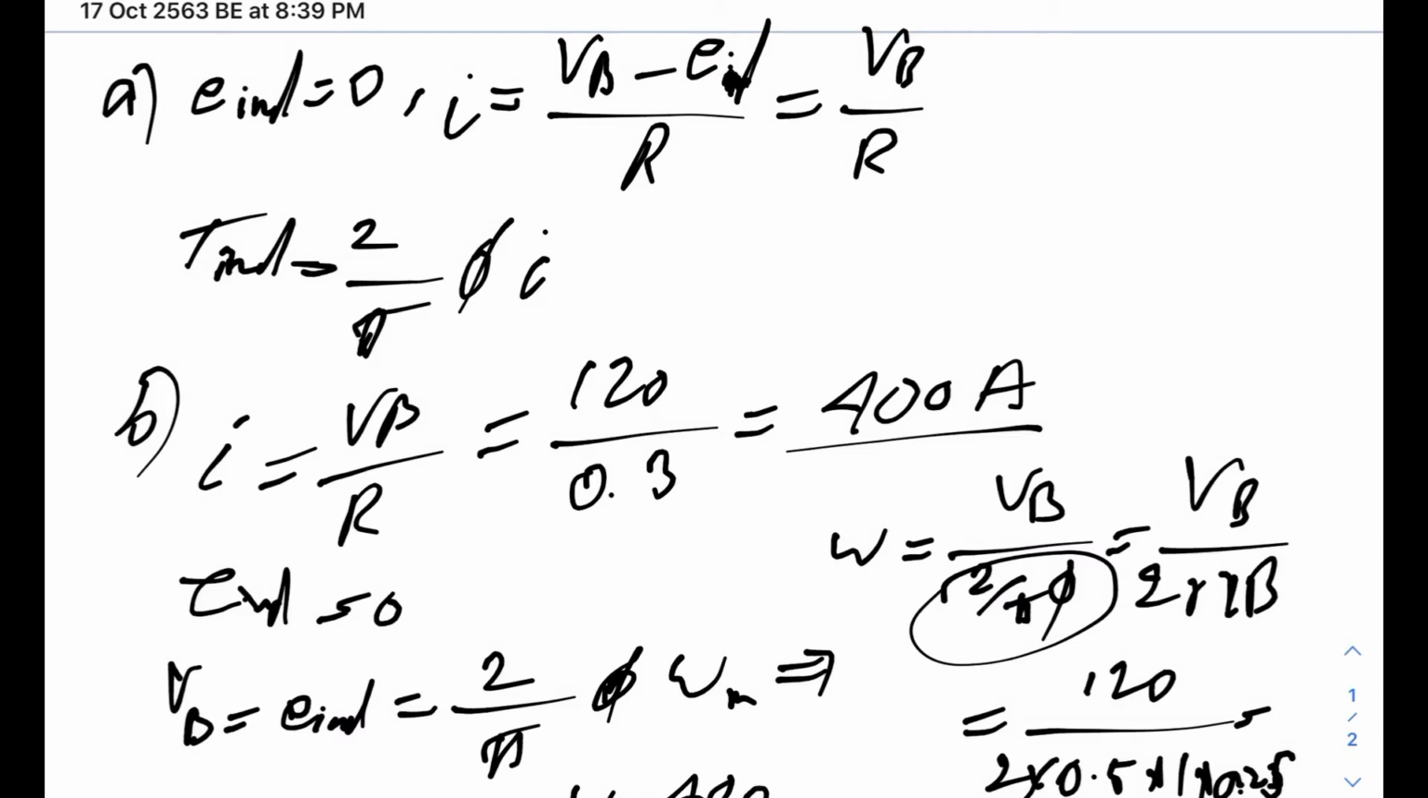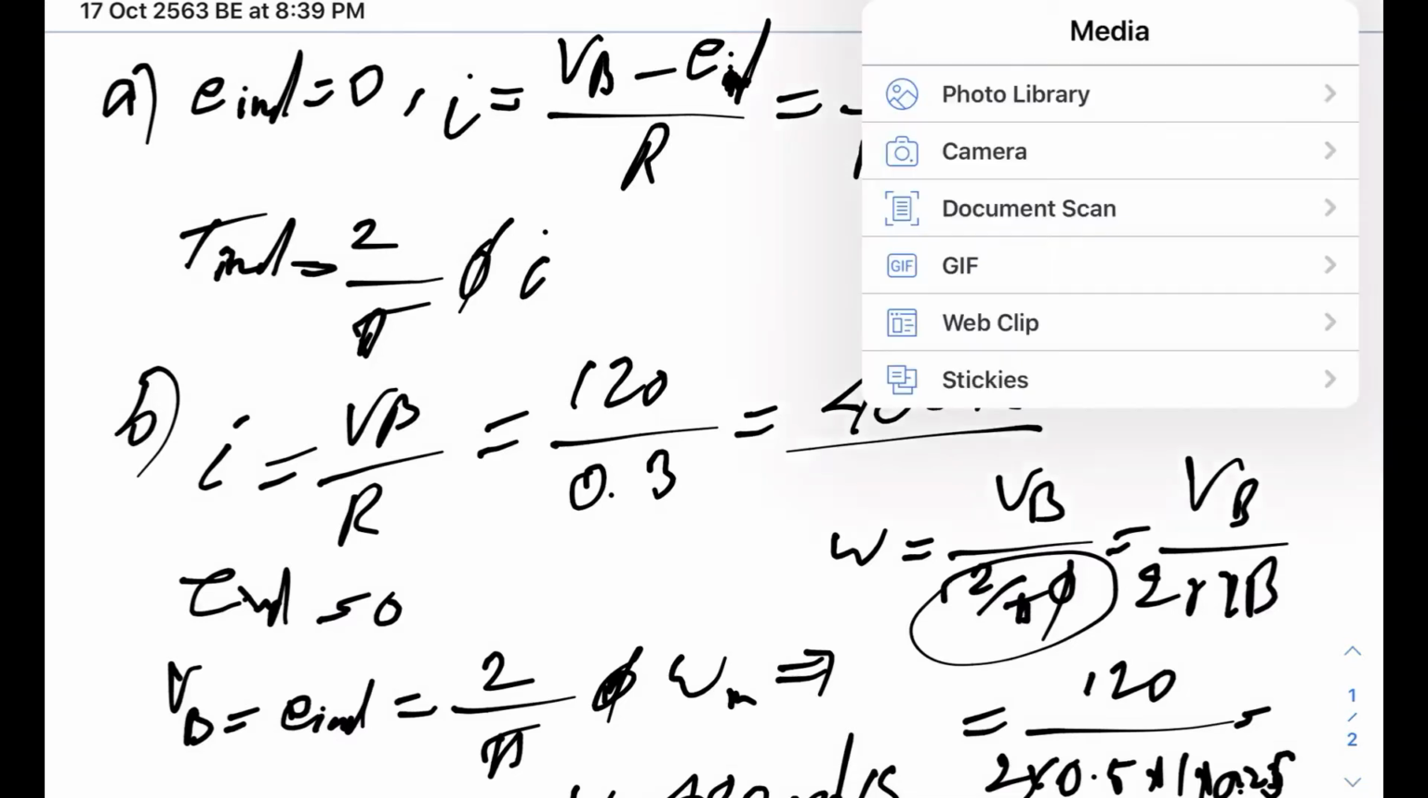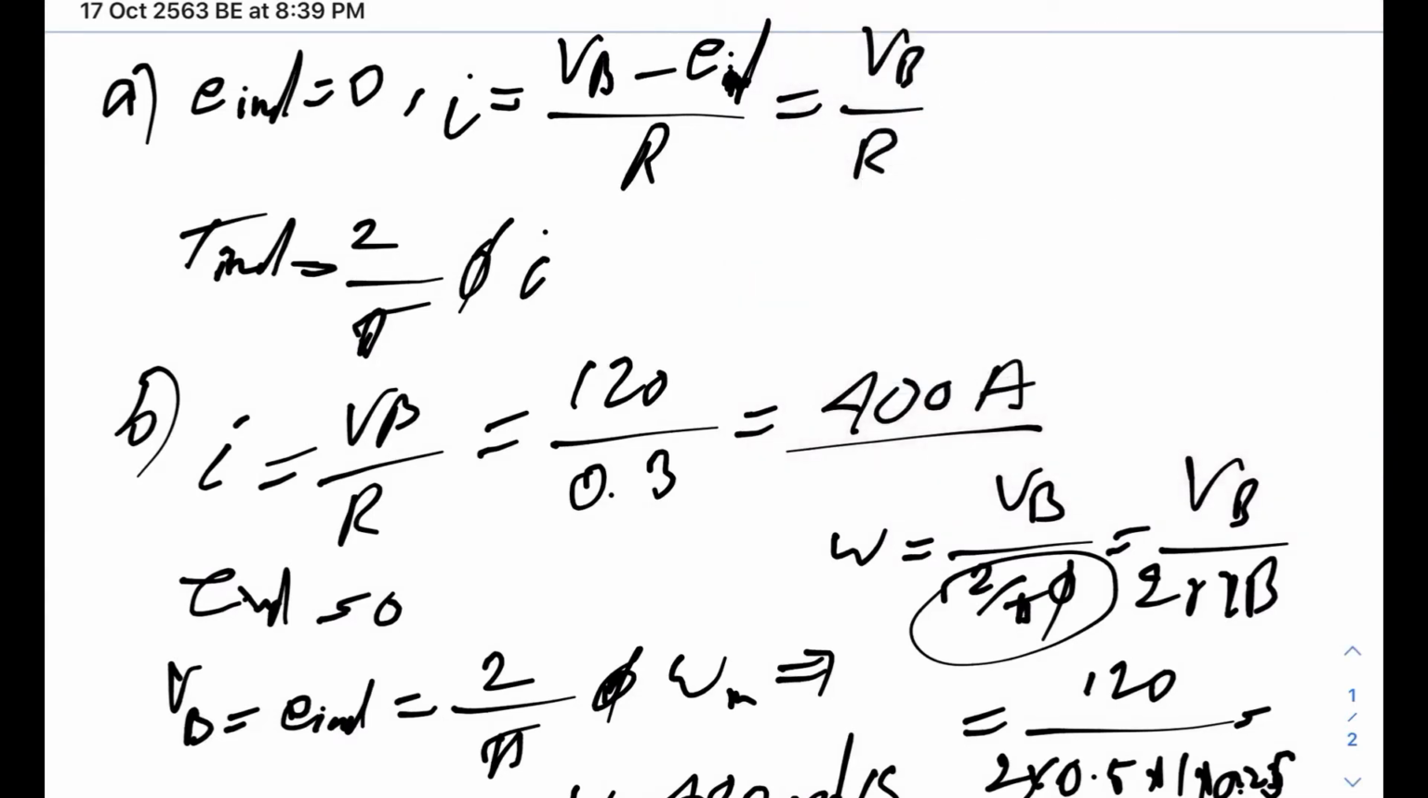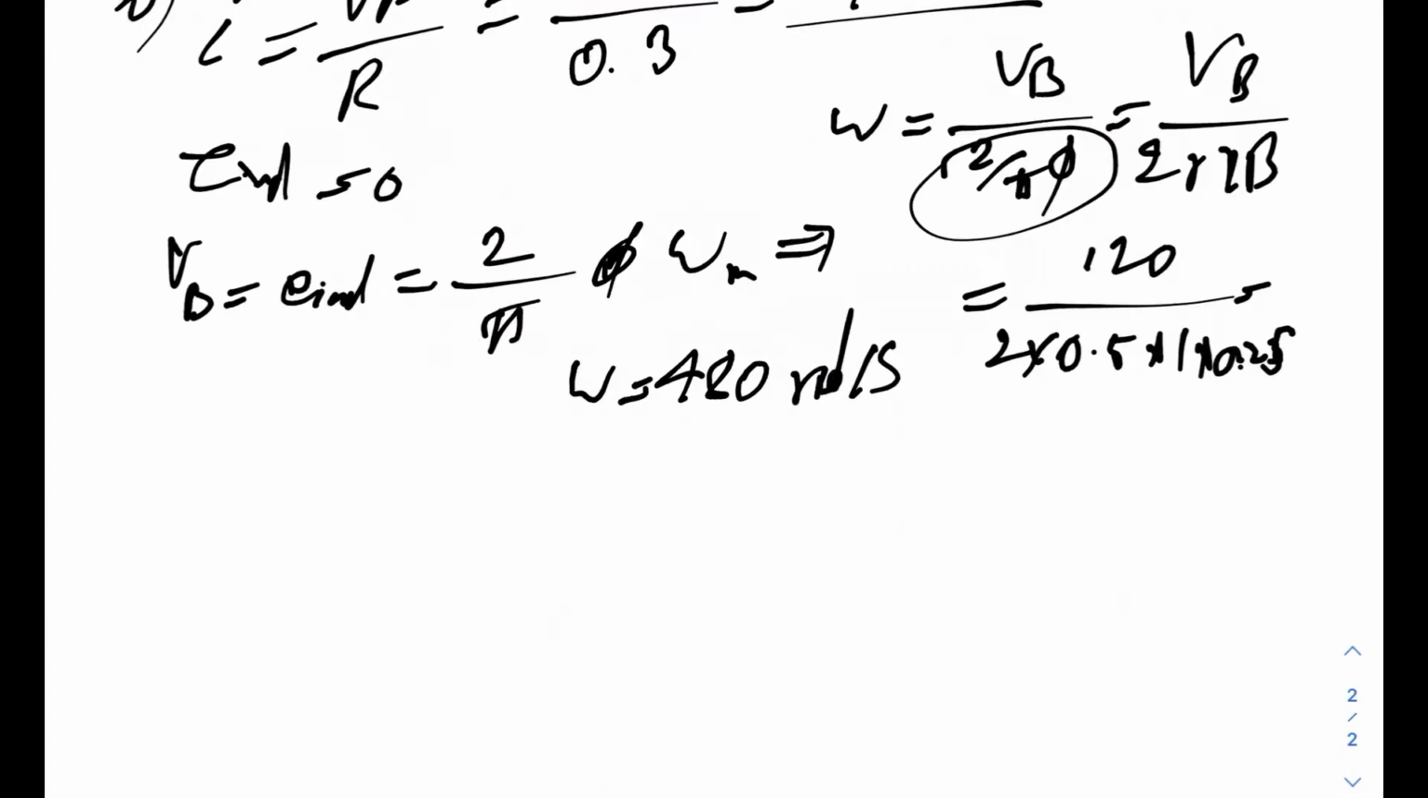480 rad per what? Per second. Okay, this is for B. Okay, now let's move to part C. Part C.